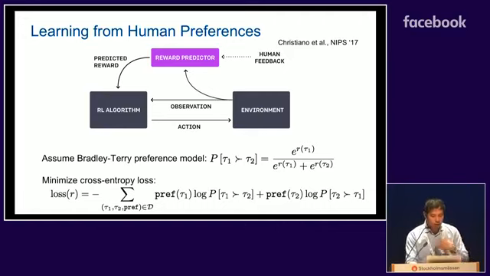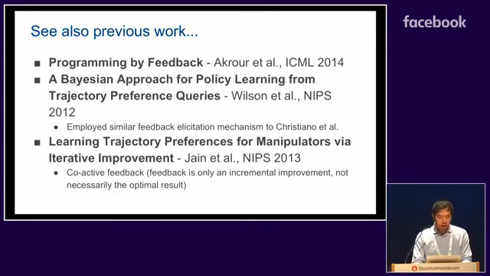The takeaway of the result is that using this technique, we are able to learn a good reward function using not so many human labels. You can also check out some previous work using this type of preference feedback from previous conferences.